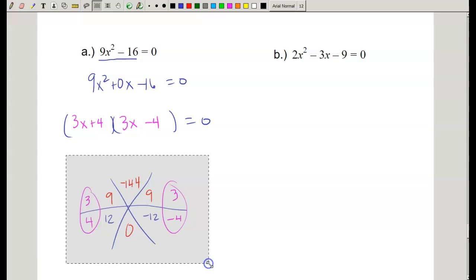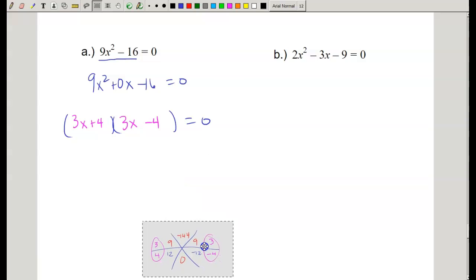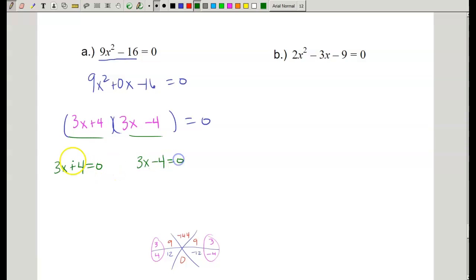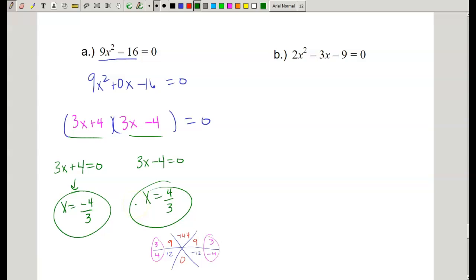Then you'd have to solve this by setting them equal to 0. So 3x plus 4 equals 0, and then 3x minus 4 equals 0. And so this one would become x equals negative 4/3, and this one would become positive 4/3. The two answers there are plus or minus 4/3.